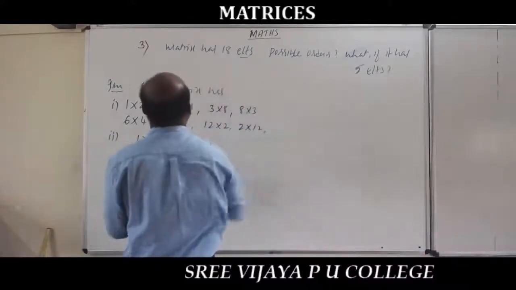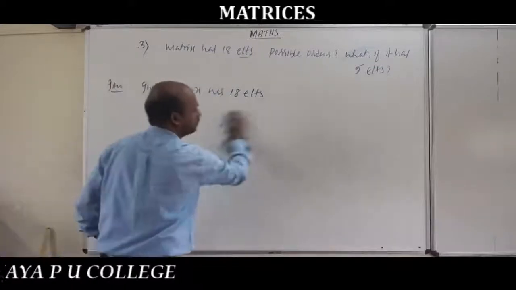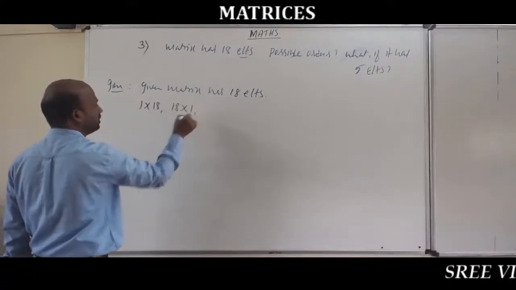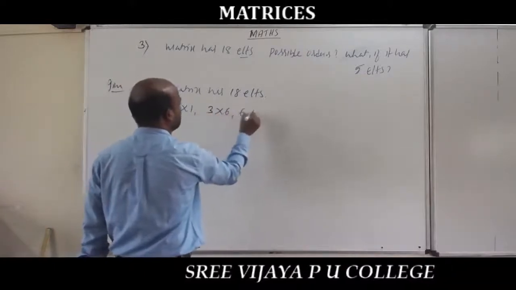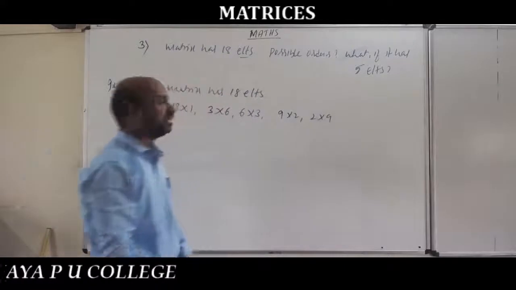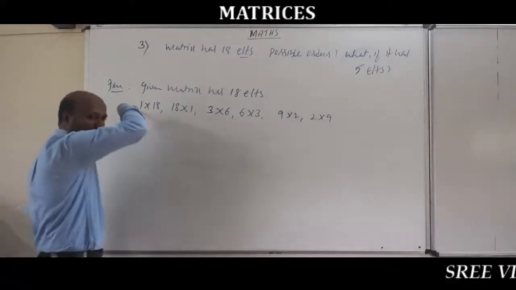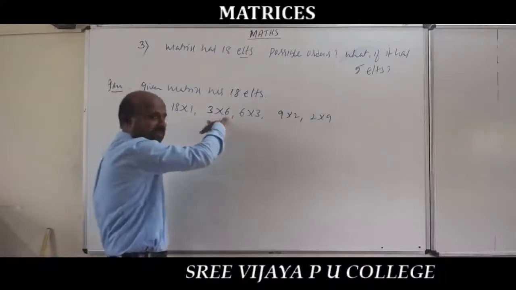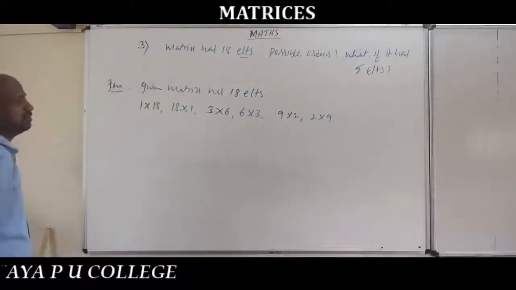Okay, it is given that the matrix has 18 elements. Obviously, factors count, right? First, 1 row, 18 columns; 18 rows, 1 column. 1 by 18, 18 by 1. Or it may be 3 rows, 6 columns; 6 rows, 3 columns. Or it may be 9 rows, 2 columns; 2 rows, 9 columns. So if the matrix has 18 elements, the possible orders are a row matrix 1 by 18, a column matrix 18 by 1, 3 by 6, 6 by 3, 9 by 2, and 2 by 9.